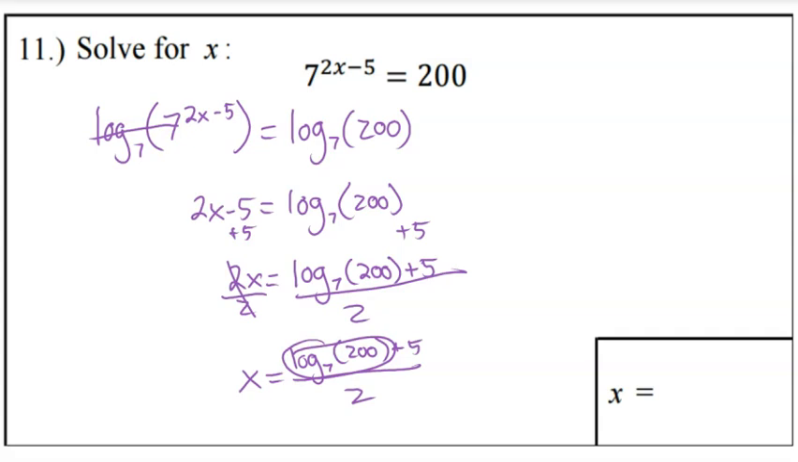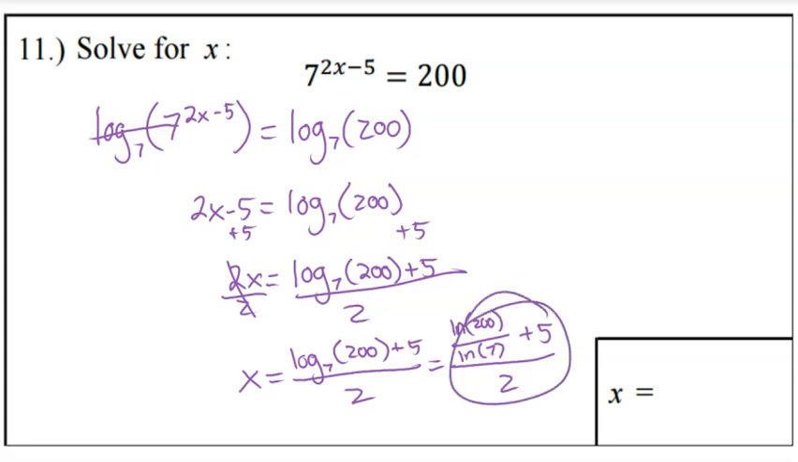We're going to use a change of base to turn log base 7 of 200 into the natural log of 200 over the natural log of 7. And then to that, we'll do our plus 5, and then we'll put the whole thing over 2. So I want to remind you that the change of base formula, changing log base 7 of 200, would make it the natural log of 200 divided by the natural log of 7.